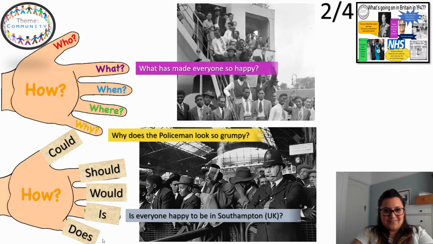Here are my questions. What has made everyone so happy? Do you notice all their smiles? Why does the policeman look so grumpy? It's definitely different to many of the other faces in our photos. Maybe it's just been a long day. Is everyone happy to be in Southampton in the UK?